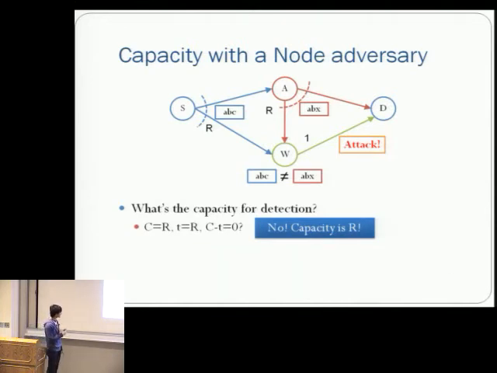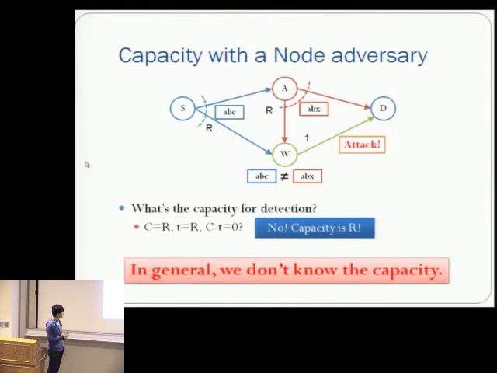So we know it's easy to show that you can never achieve more than R in this topology. So we know the capacity of this network is R. However, in general, for general network topologies, larger networks, we know nothing about the secure capacities when the adversary can attack on nodes rather than links.